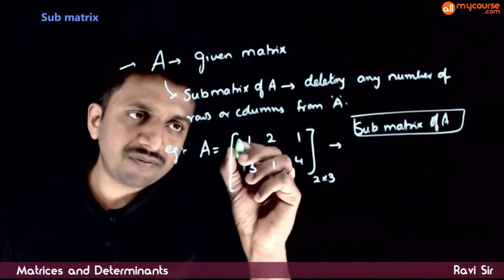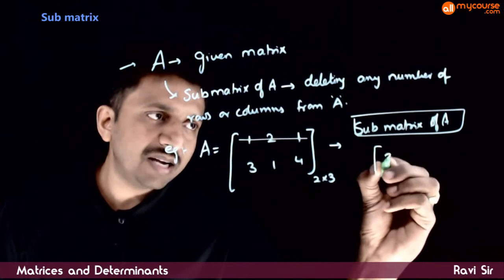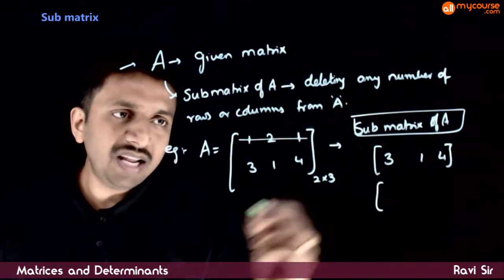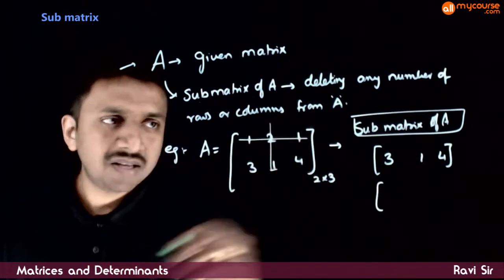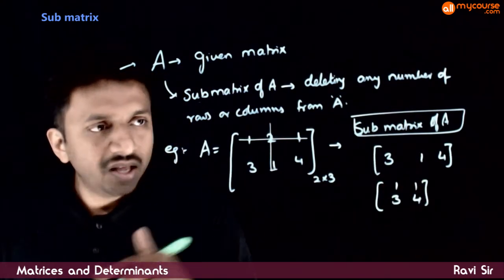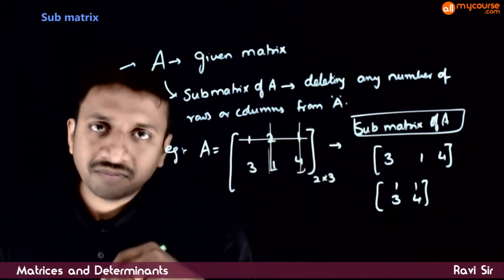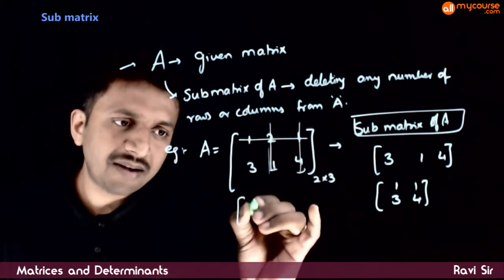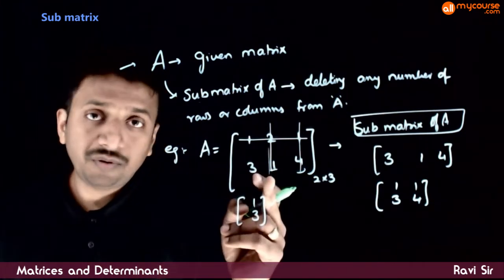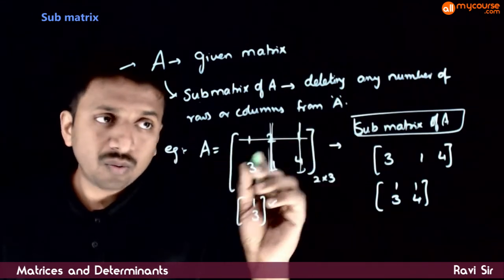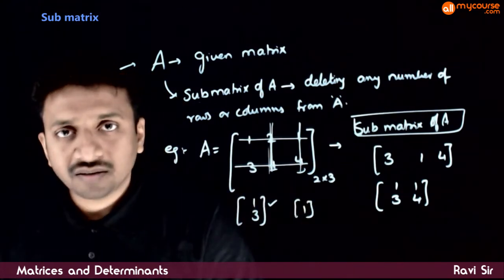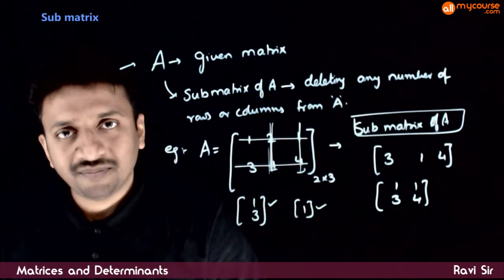That is, if you remove the first row, the matrix that you get is 3, 1, 4. This is a submatrix of it. Or if you delete the second column, the matrix is 1, 3, 1, 4. This is also a submatrix of A. If you delete the second column and the third column, you get the matrix 1, 3. This is also a submatrix of A. If you delete row 2 and columns 2 and 3, you get just the matrix 1. This is also a submatrix of A.